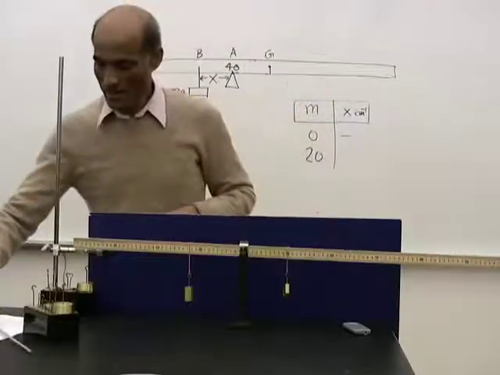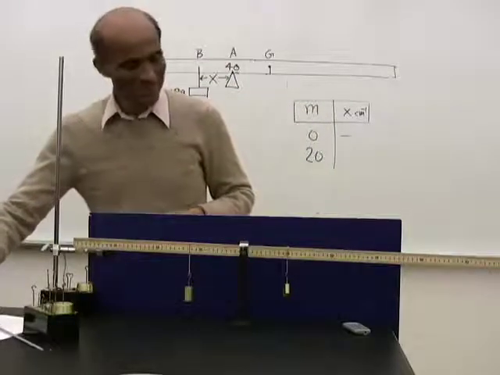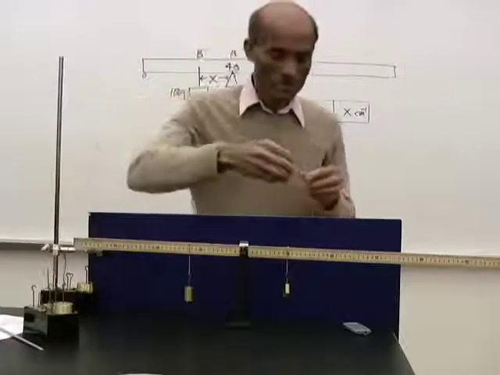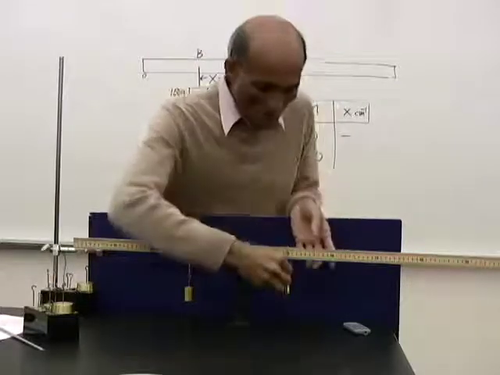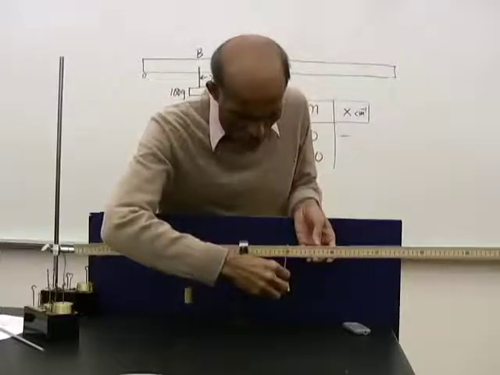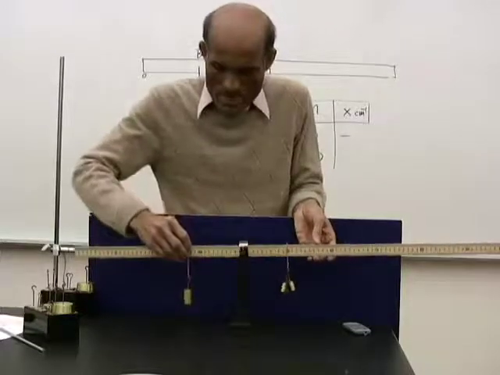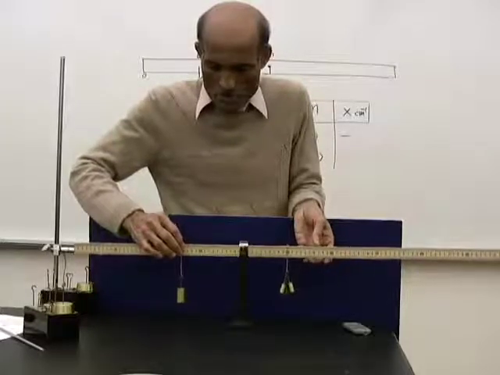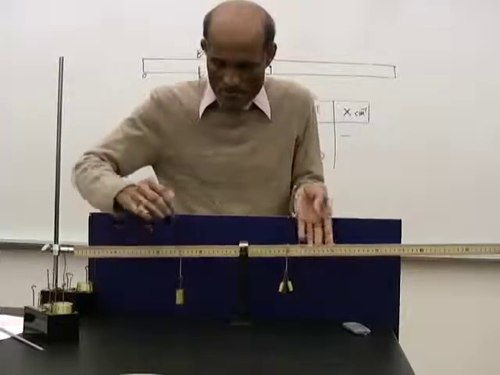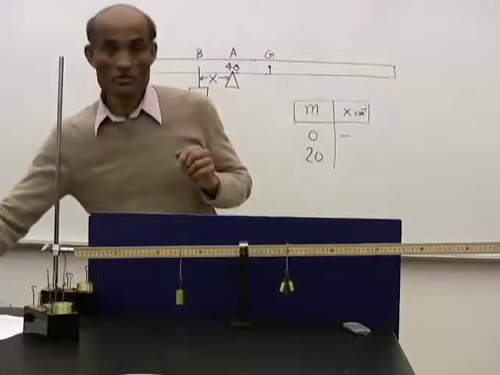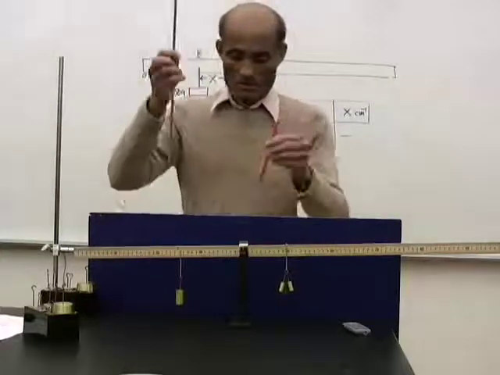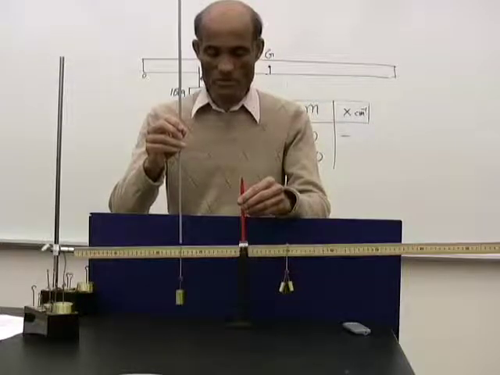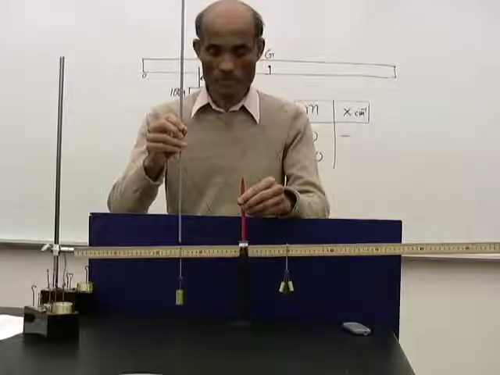Okay, now increase the mass to 60 gram. I need one more 20 gram. So this is now the mass equal to 60 gram, and I change the value of X. Let's measure the new X value. Ready to measure it? Alright, measure the new X value for m equal to 60 gram. There you are.